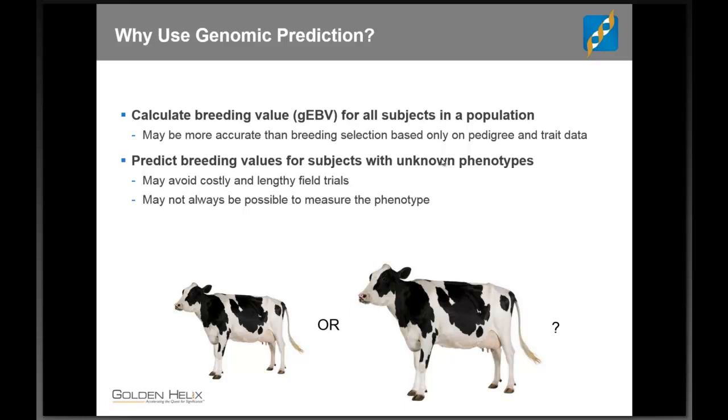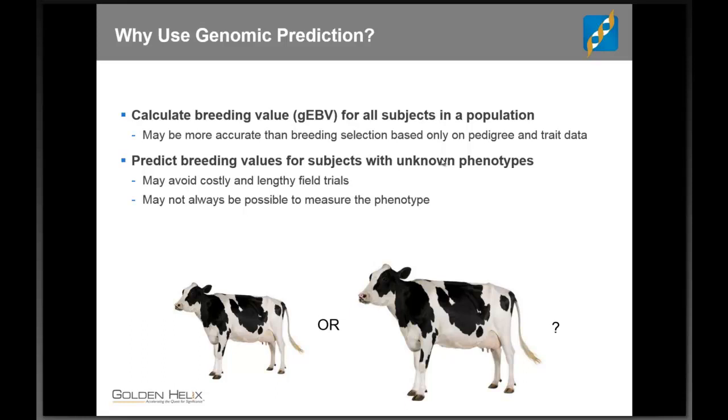Another would be predicting those same types of breeding values for subjects with unknown phenotypes. So with the cattle example, yeah, we can look at them and say that one's bigger than that one. But what if you're looking at something that is more difficult to measure?